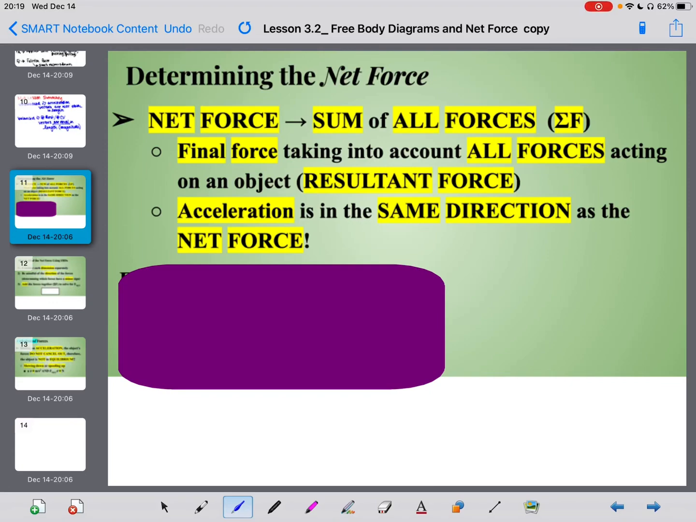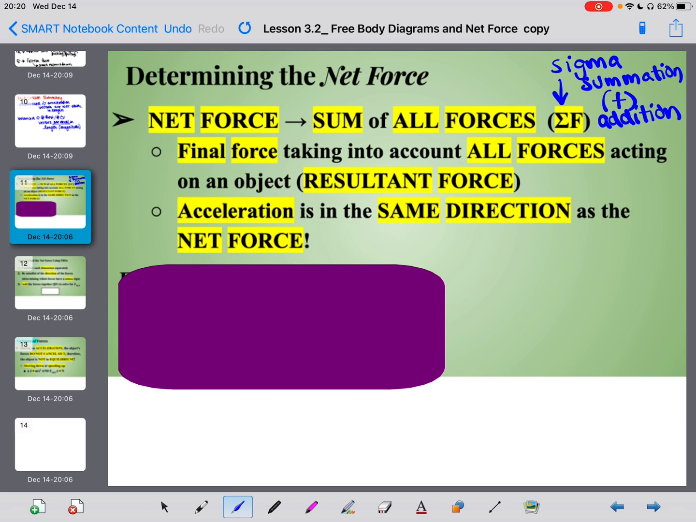So this is part 2 of lesson 3.2, free body diagrams and net force. So this thing, determining the net force. We say that the net force is the sum of all forces, and then we use this Greek symbol called sigma, and sigma represents this operation called summation. That's just a fancy way to say that we use addition, right? So essentially, we're just adding forces together, okay?